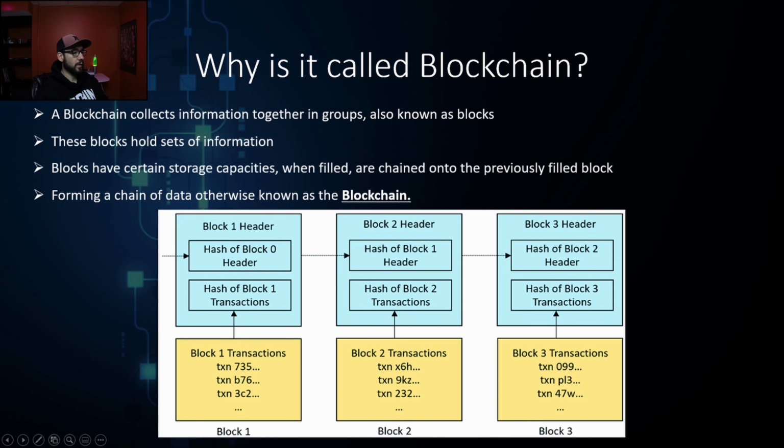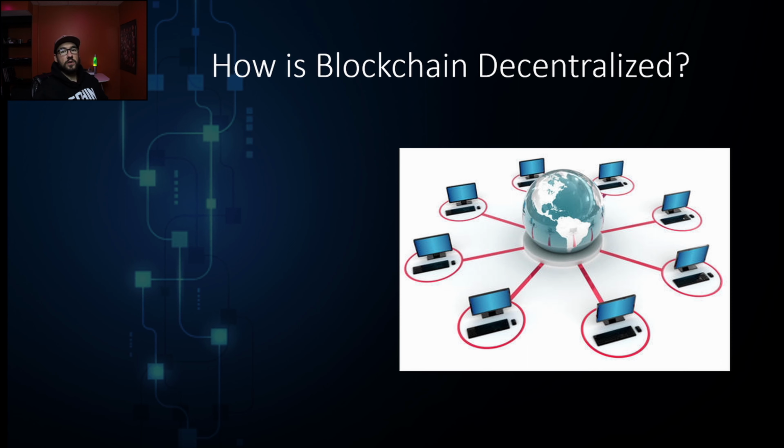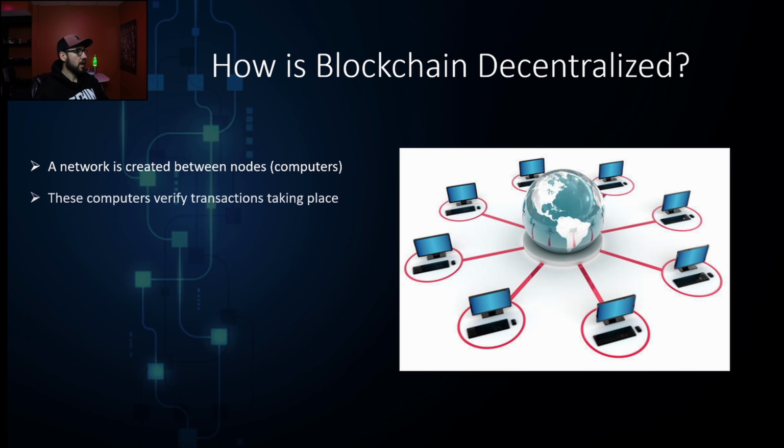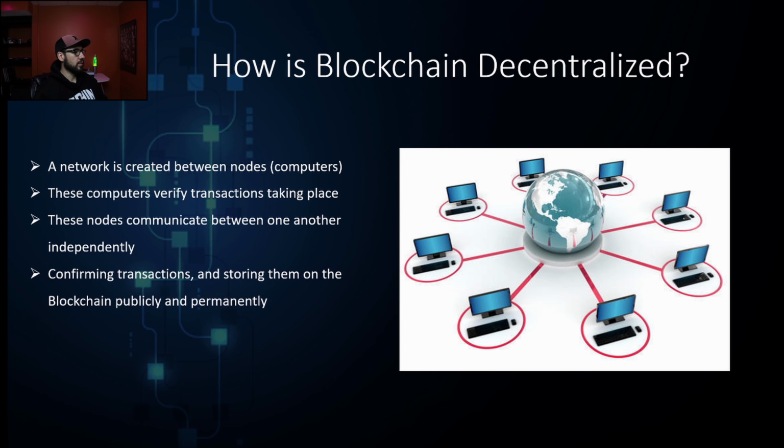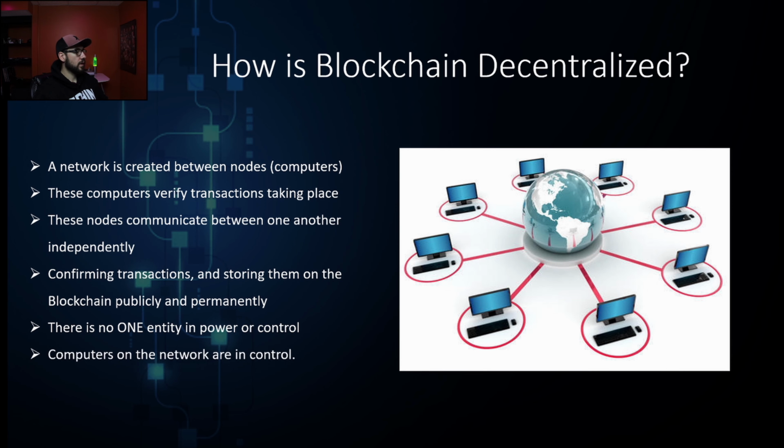Okay, so how is blockchain decentralized? A network is created between nodes, otherwise known as computers. These computers verify transactions taking place. These nodes communicate between one another independently, and they confirm these transactions and store them on the blockchain publicly and permanently. So in this case, there is no one entity in power or control. It is controlled by multiple people. So computers on the network are the ones that are in control.